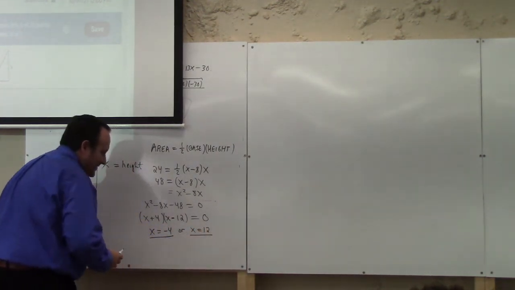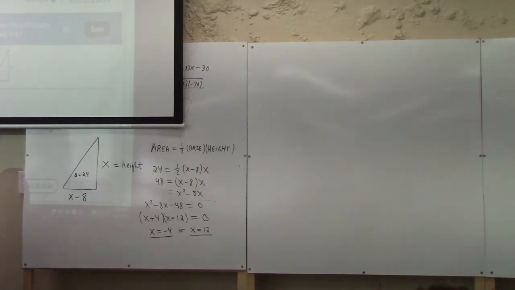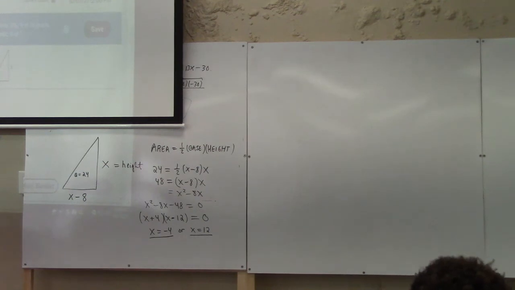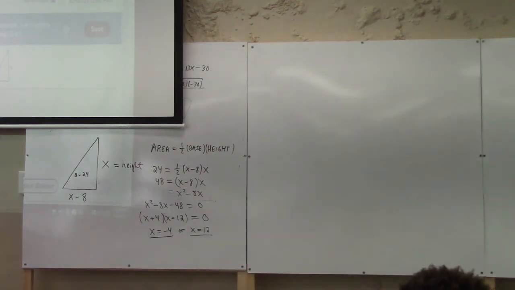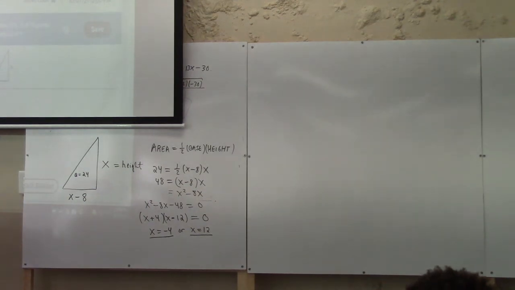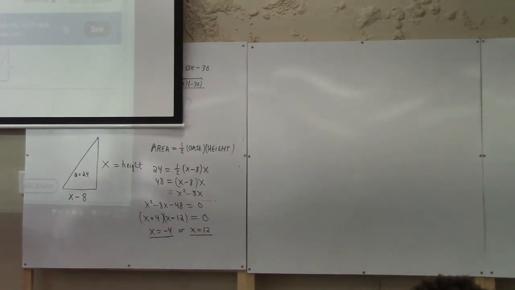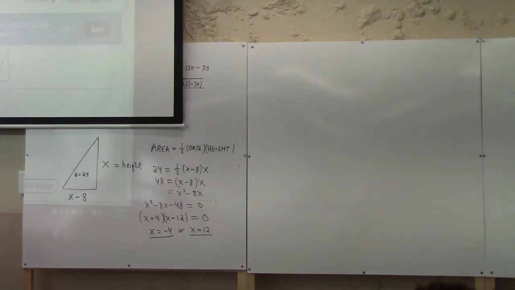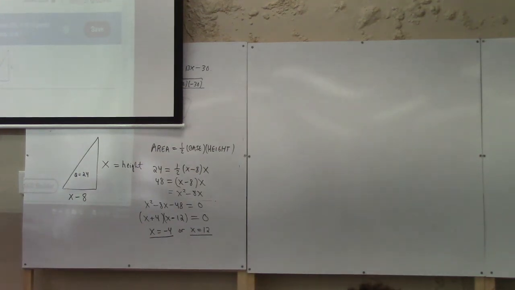This is wonderful. So what can you say to me about x equal to minus 4? What kind of solution is this? X is a length. Can it be negative? No, that answer is physically unreasonable, right? It's what's called an extraneous solution.